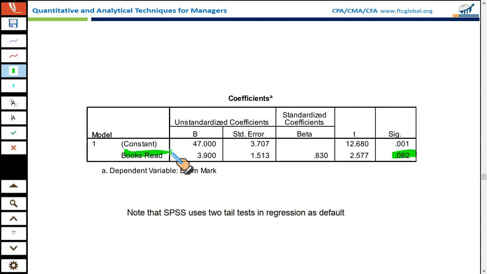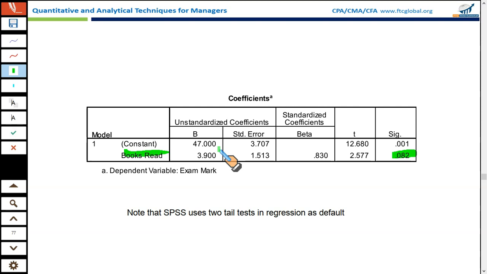So what is the summary of all this, what you see on your screen? The summary is that this model that we have discussed suggests a positive relationship between the number of books read and the exam marks, with each additional book read associated with an increase of about 3.9% in your exam score. However, this relationship is not statistically significant at the conventional 0.05 level, which means that we should be cautious in concluding a direct impact of books read on exam performance based upon just the sample data we have.